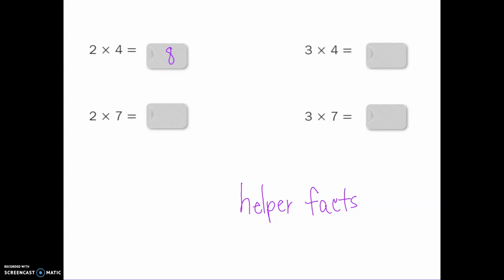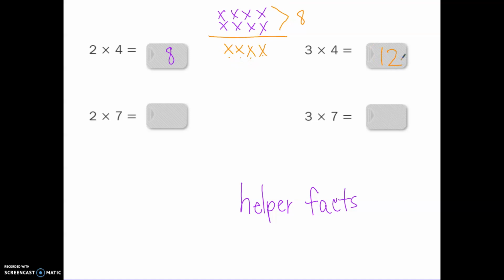Now, we know that if we know a problem like 2 times 4 is 8, but I need some help with 3 times 4, well, I could make an array for 2 times 4. And then 3 times 4 is one more group of 4. So I don't necessarily need to make that entire array for 3 times 4. I just need to add a group. And I know that if this is 8, I don't necessarily need to count all those x's again because I already know it's 8. I just need to add my group. So 8, 9, 10, 11, 12.